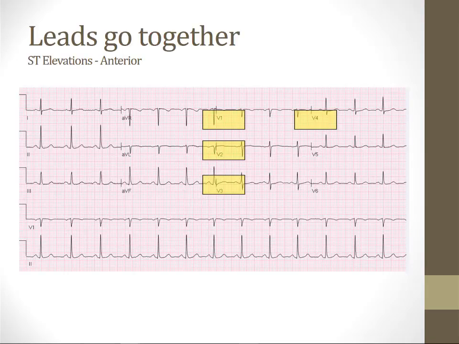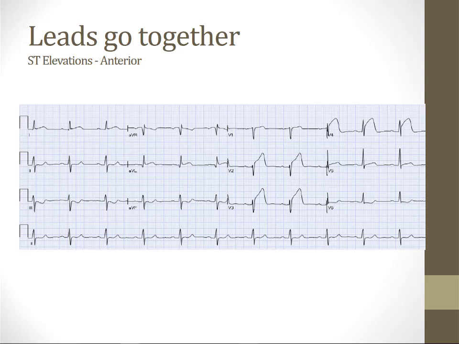On the surface ECG, leads go together to tell you which territory of the heart is ischemic. When the anterior wall of the left ventricle is ischemic, what you see are ST elevations in leads V1, V2, V3, and V4, as I've shown on this image. And here's an ECG from a patient having an anterior wall myocardial infarction. The anterior wall of the left ventricle is ischemic, and for that reason, the anterior leads show ST elevations. So you can see ST elevations here in lead V2. They're also easy to see in leads V3 and V4. These are the anterior leads of the left ventricle.